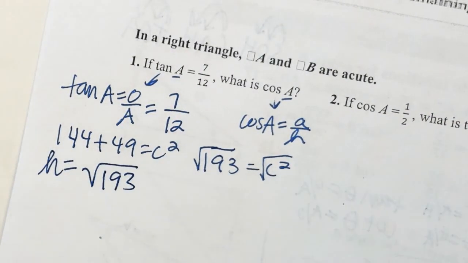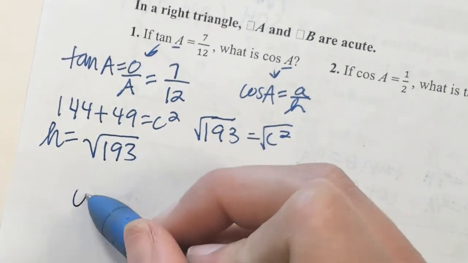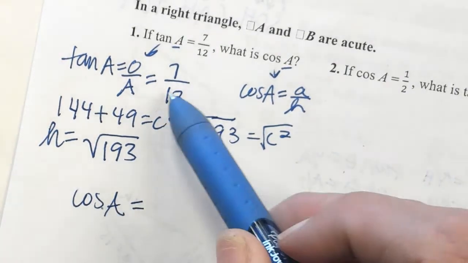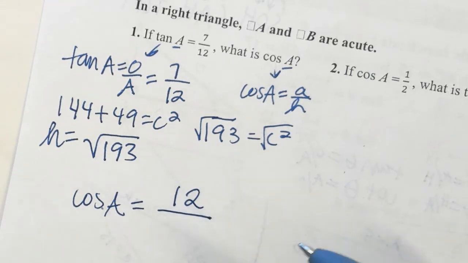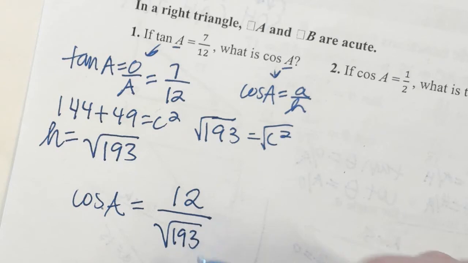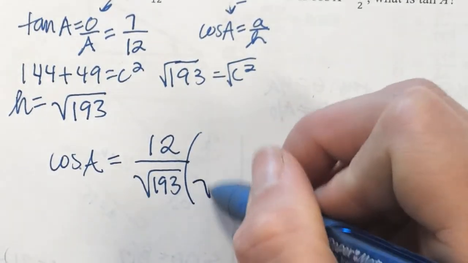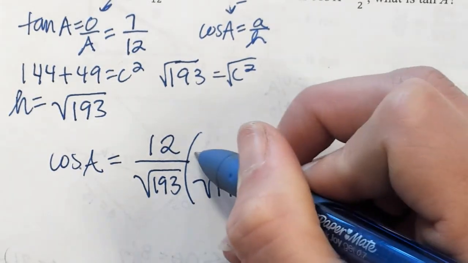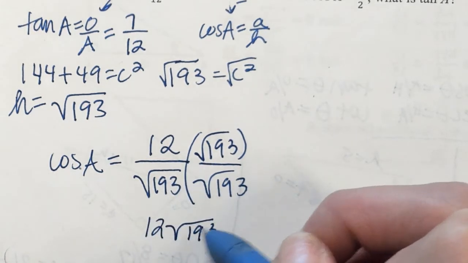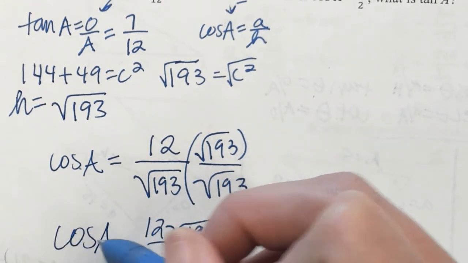Very good. All right, so again, what are we trying to find? Cosine. Good. So what is our adjacent in this problem? 12. Good. That came from the original. What is our hypotenuse? Yes. Can we leave it like this? No. We have to multiply the top and bottom by what to get rid of that radical? Very good. So what's going to be on top? 12 square root of 193. Over? Good. That's right. 193. That's it.